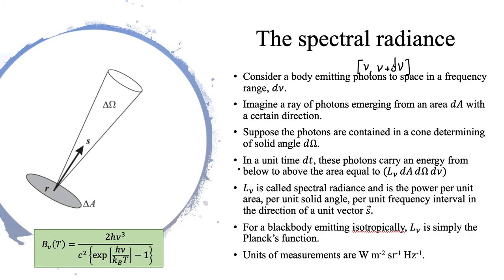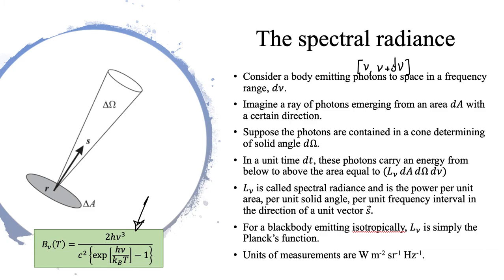So spectral radiance is the power per unit area, per unit solid angle, per unit frequency interval in a direction of a unit vector s. Okay. If the body is emitting everything isotropically, meaning that it's emitting in any direction in the same way, then the spectral radiance is exactly Planck's function that we introduced before. Okay, and it's simple, it doesn't depend on angles, and has a relatively innocent looking mathematical formulation.